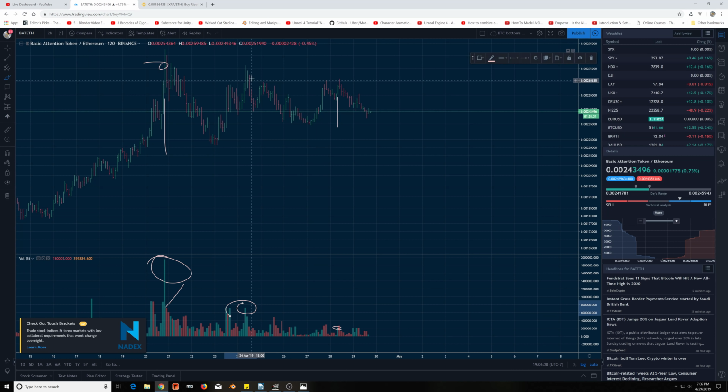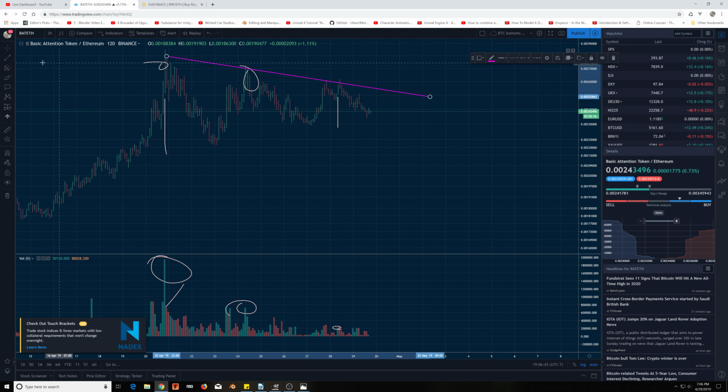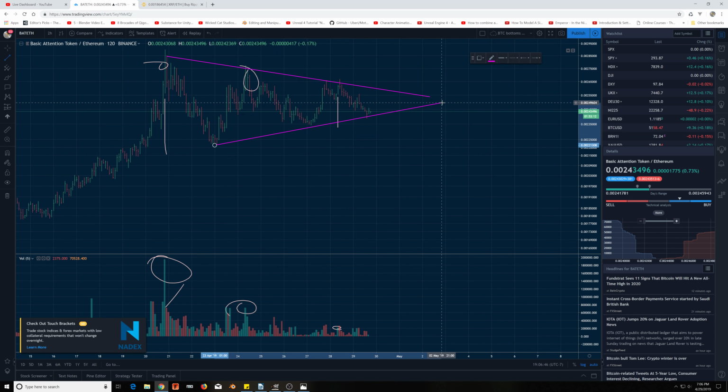Second largest one, same thing. Okay, what's the general trend? Now, based off of this, a lot of people are going to say, oh, well, let's go ahead and plot the lines of the tops. And then they're going to say, well, let's plot the bottoms. And lo and behold, they have their triangle, right? And they're going to say, well, sometime around here, it's going to have to break out.